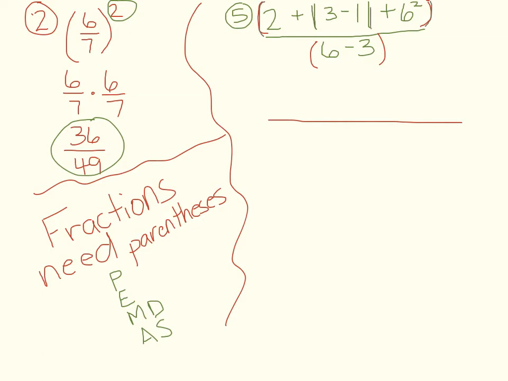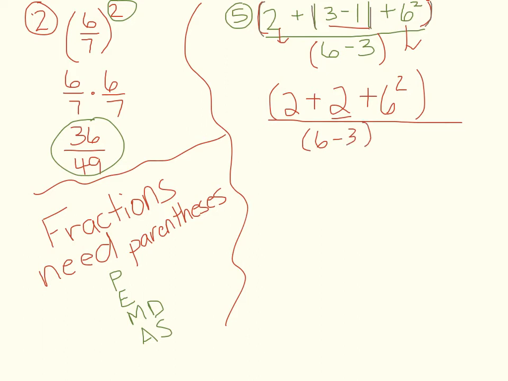So inside of that absolute value, I'm going to do 3 minus 1. And 3 minus 1 is 2. So now I'm just bringing down everything else. I've done this part, you might underline that, and I got 2 as my answer, and then I'm bringing down all this other stuff because I haven't done it yet. And then I'll just go ahead and write my denominator out, 6 minus 3, still in parentheses.